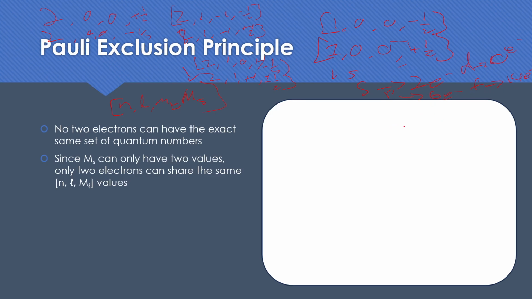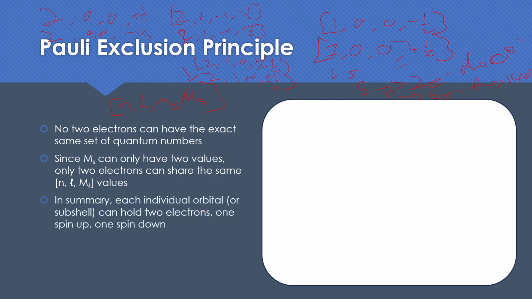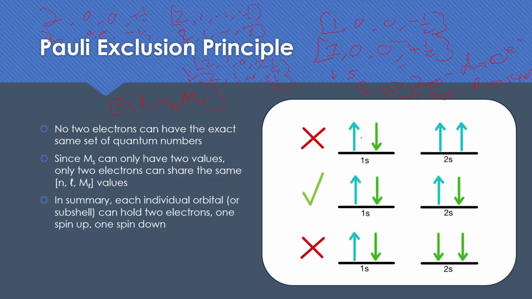Cool. So each orbital can only hold 2 electrons, one spin up, one spin down, right? So I can't have 2 spin up in the same orbital, I can't have 2 spin down in the same orbital, and I couldn't do up, down, down. I couldn't have 3 electrons in 1s. Okay, that's the Pauli exclusion principle. It basically means you get 2 electrons per orbital, then you move on to the next one.